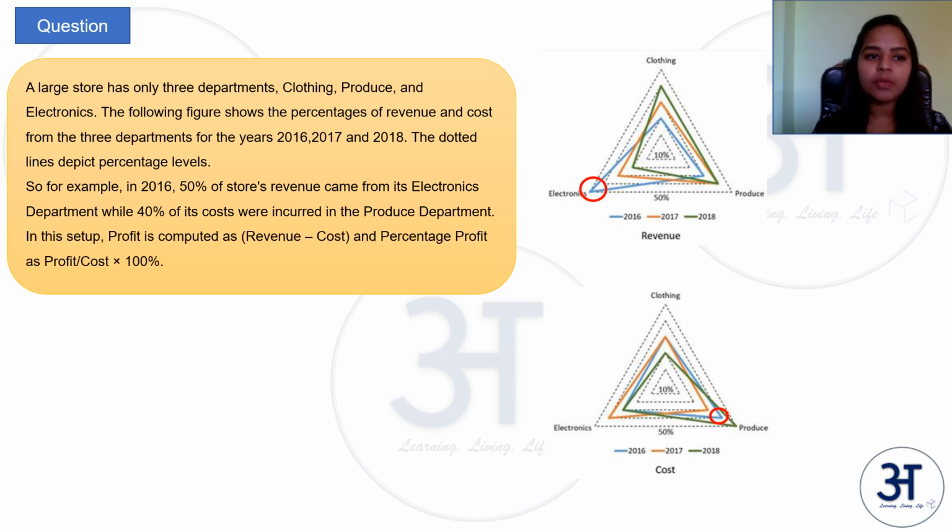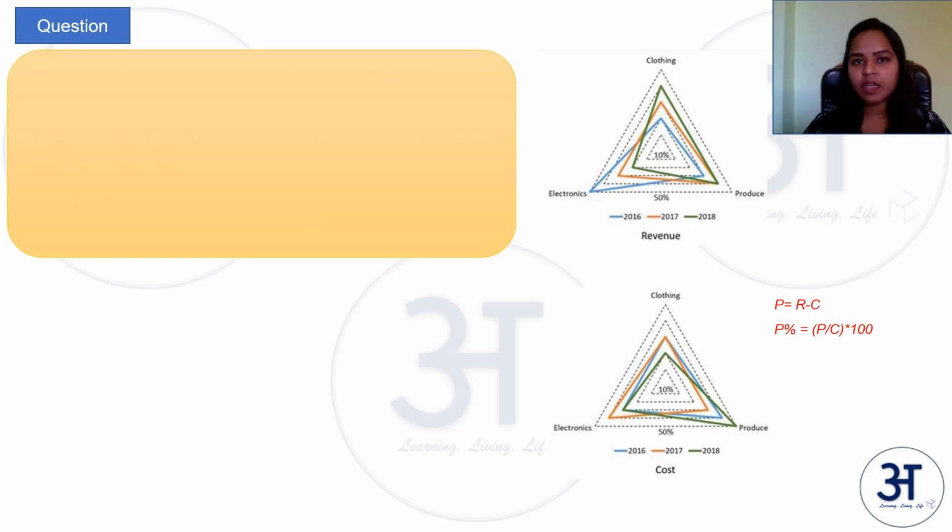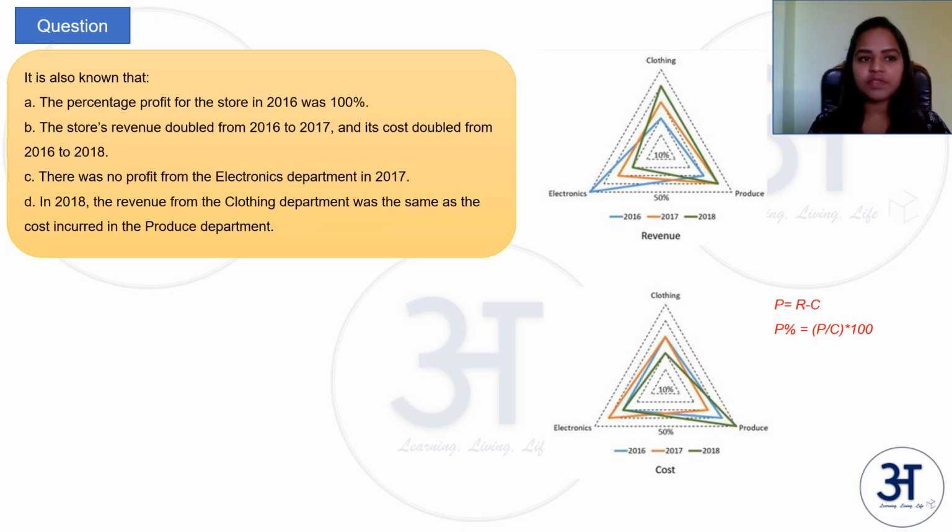Now let's move forward. In this setup, it is also given that the profit is computed as revenue minus cost and profit percentage is computed as profit by cost into 100. So we'll keep this in mind. Now we have a few more points of information, points A to D. If you look at both the figures, you can very easily derive the revenues for the years 2016, 17, 18 for electronics, clothing and produce. It is similar with the cost.